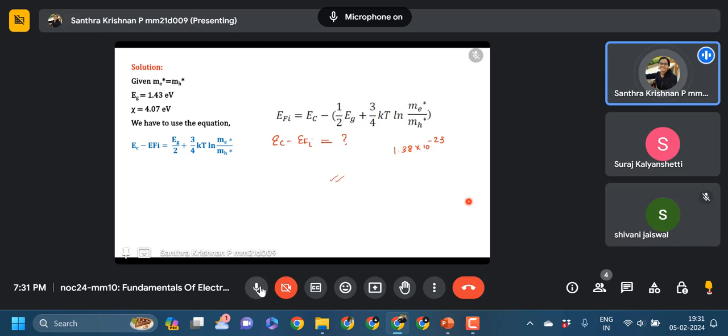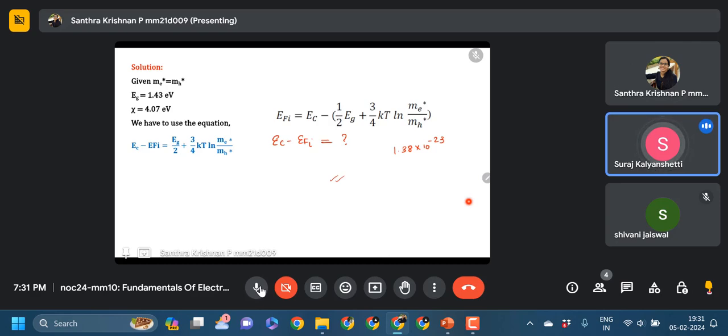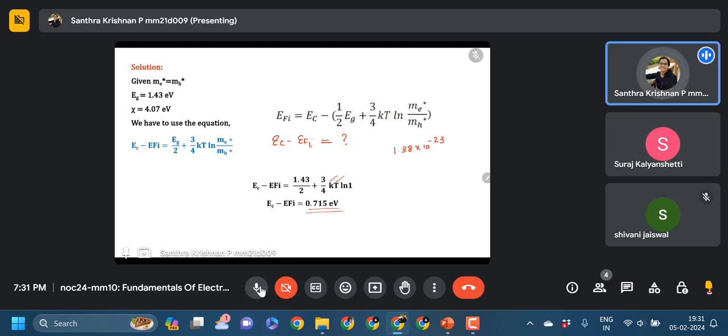Yeah, T is 300. But you have to remember here ME is equal to MH, right? So you need not calculate the ln term. I think the ratio should be 1. Ln of 1 is 0. Then the entire term goes, and it is basically EG by 2, which is 0.715. Now you have EC minus EFI.